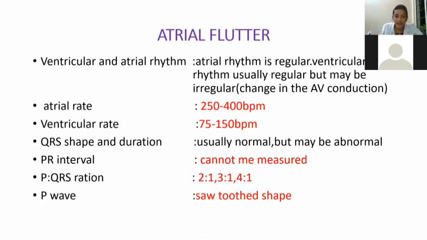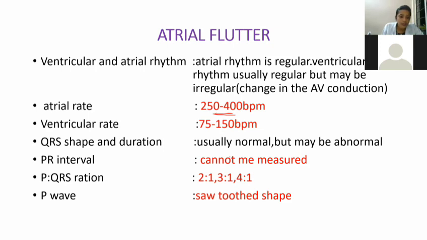Next is atrial flutter. This is also one of the atrial dysrhythmias, or atrial arrhythmias. So what will be there? The atrial rhythm is regular. The ventricular rhythm is usually regular, but may be irregular also, according to the change in AV conduction. Regarding atrial rate, 250 to 400 beats per minute will be there. Ventricular rate will be 75 to 150 beats per minute. That is also abnormal. The QRS shape and duration usually will be normal only.